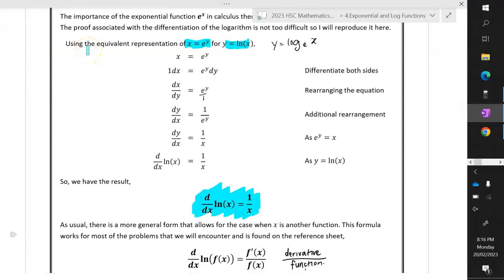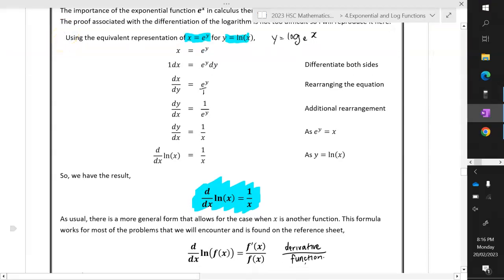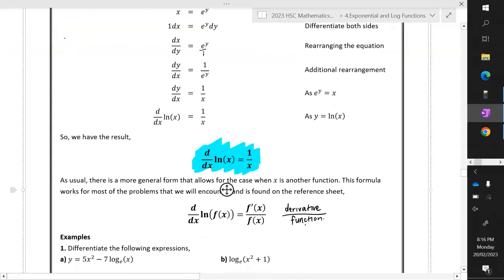And I'd like you to work through this and see that you can understand that, and we may need to use that in some form. So when we differentiate log of base e of x, or our natural log, ln of x, we get 1 over x. As usual, there is a more general form that allows for the case where x is another function.